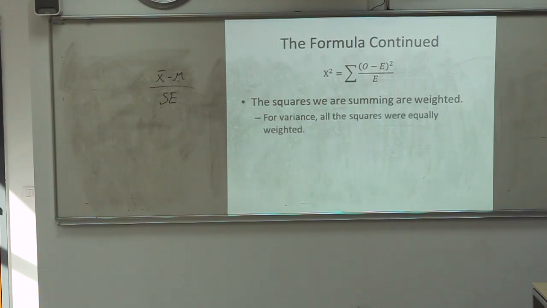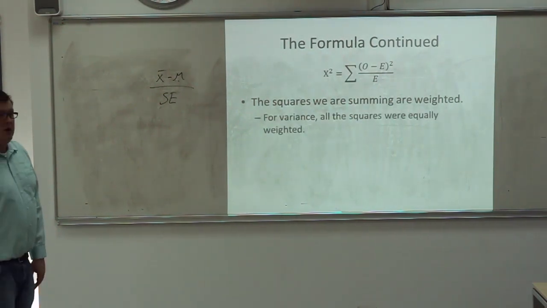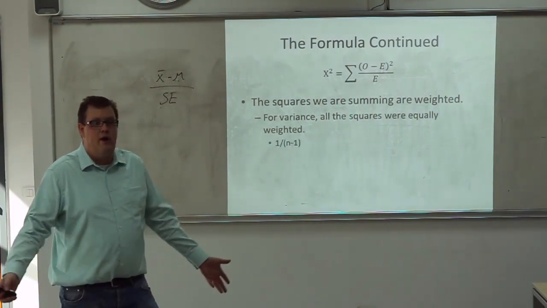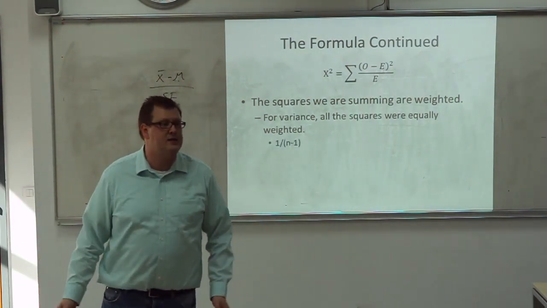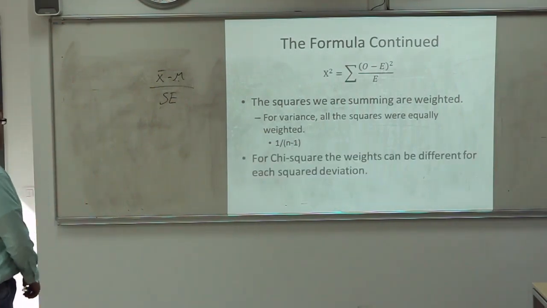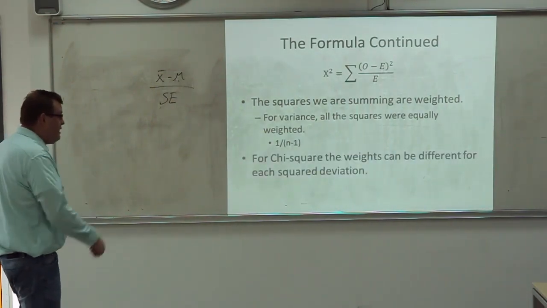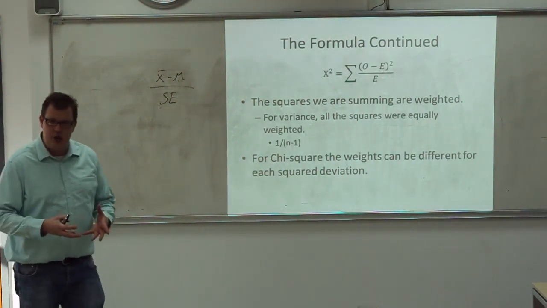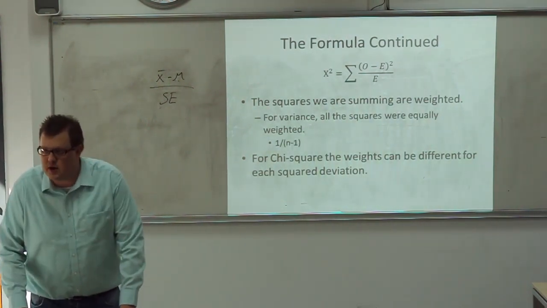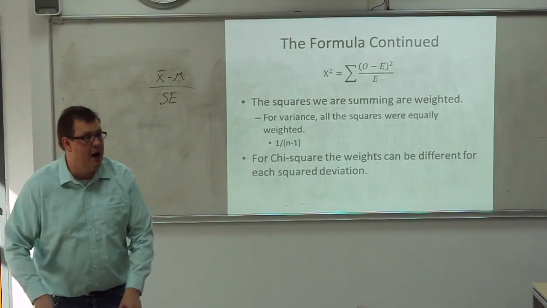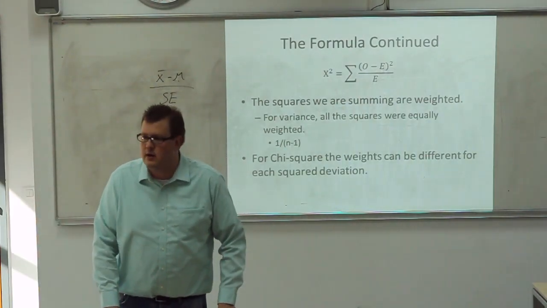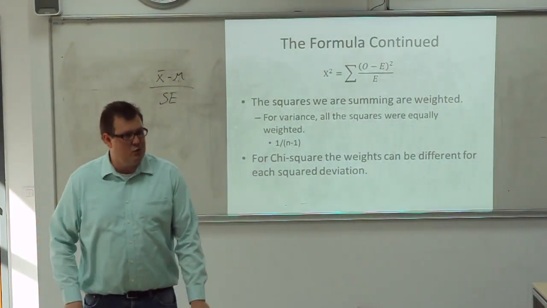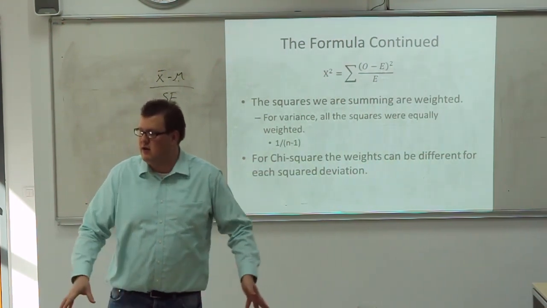So we are weighting the sums of squares. For variance, all of the squares are equally weighted, right? We're saying that the weight is equal to 1 over n minus 1 for the unbiased estimate of the population variance. For the chi-square, the weights can be different for each squared variation, because we have an expectation about how many females we should observe, and also an expectation about how many males we should observe, right? So it's possible that we are going to have different expectations for our different groups.